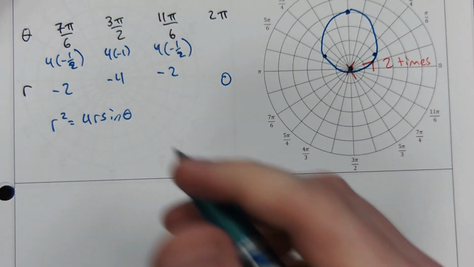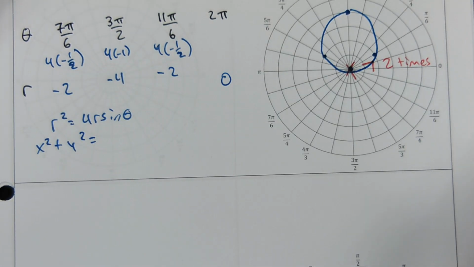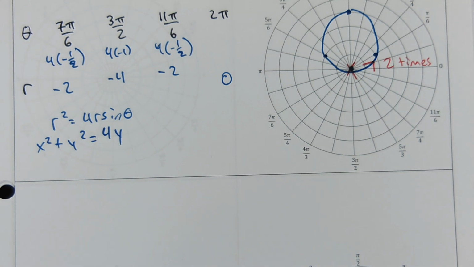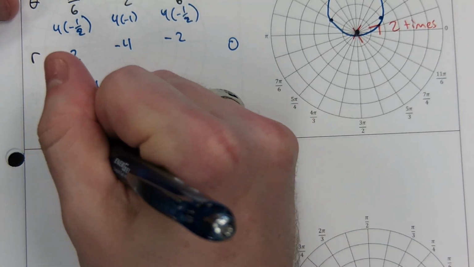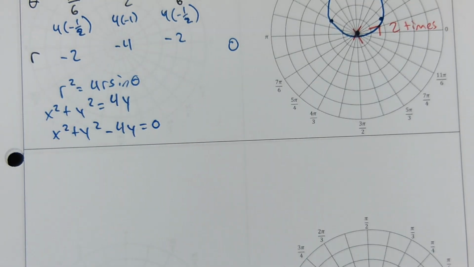You would remember that x squared plus y squared is r squared. You would remember that r sine theta is y in rectangular coordinates. You'd bring it all to one side. I'm running out of space. You never know when that might be a multiple choice answer to something.